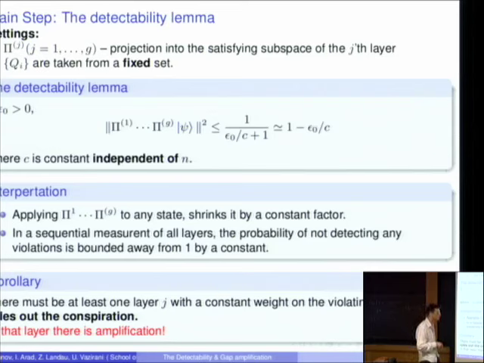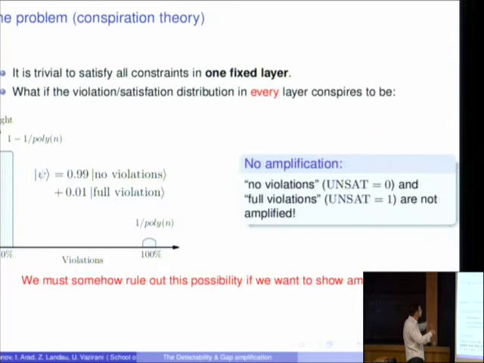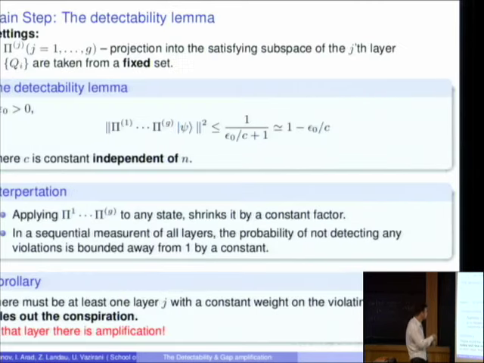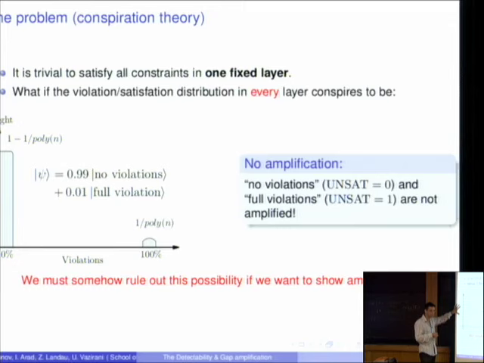Excuse me? Psi has norm 1? Yeah, I begin with norm 1. So the corollary from this lemma is that, remember that these pi project onto the accepting subspace, onto the completely satisfied subspace. So if we do this sequentially and we get something which is smaller than 1, there must be some layer in which this quantity is bounded away from 1. In other words, there must be some layer in which we have more than 1 over poly in this region, a constant fraction in this region. And that shows that this conspiracy cannot happen.